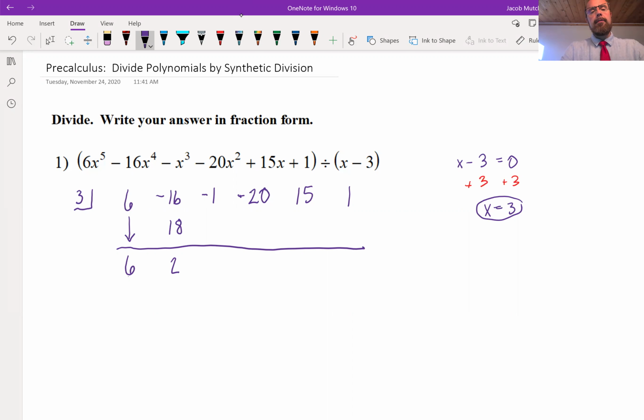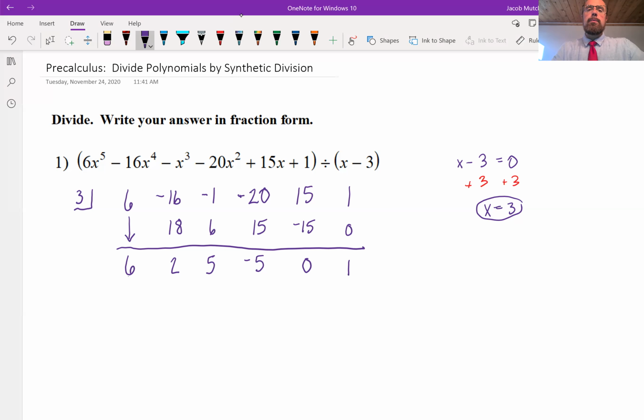I'm going to multiply 3, my divisor number, by the 2 that I carried down from the sum. 3 times 2 is 6. And then I'm going to add: negative 1 plus 6 is 5. Now I'll multiply again. 3 times 5 is 15. I will add: negative 20 plus 15 is negative 5. I'll multiply again. 3 times negative 5 is negative 15. 15 plus negative 15 is 0. And then finally 3 times 0 is 0. 1 plus 0 is 1. So I've run the division.